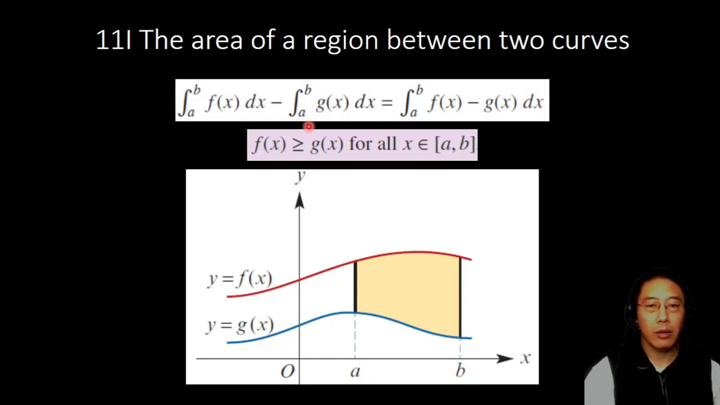In terms of calculus, what you do is rewrite this as the integral over the same interval of a new function that will be the difference between F and G. And then you use your method of antiderivative to calculate the answer.